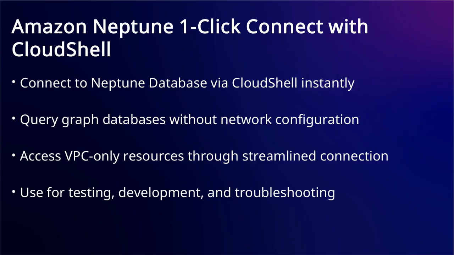The capability works across different network configurations, including VPC-only resources, enabling you to access your graph data regardless of network topology. You can use this for testing and development workflows, troubleshooting issues, and exploring Neptune capabilities, particularly when you are new to the service and want to experiment with graph data. The feature is available at no additional charge in all regions where Neptune is offered.